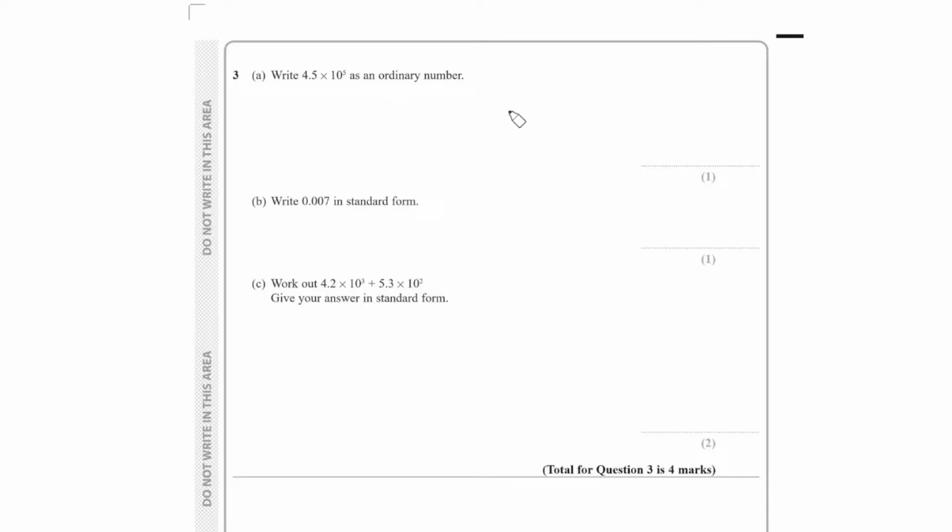So question 3, you've got standard form. Write 4.5 times 10 to the power of 5 as an ordinary number. You can actually do this on the calculator, or you could just work it out yourself. It's not really that hard, to be fair. You're basically just moving the decimal place 5 times, aren't you? But make sure you know which direction. Because it's a positive power, it's going to get bigger, isn't it? So 1, 2, 3, 4, 5. So you should have that many zeros.